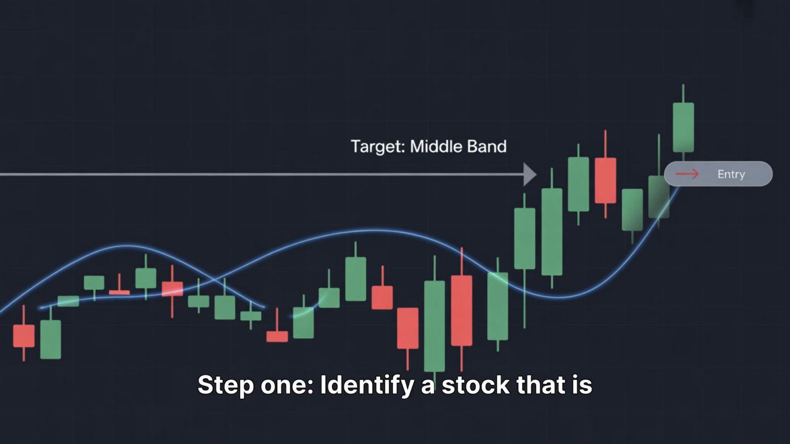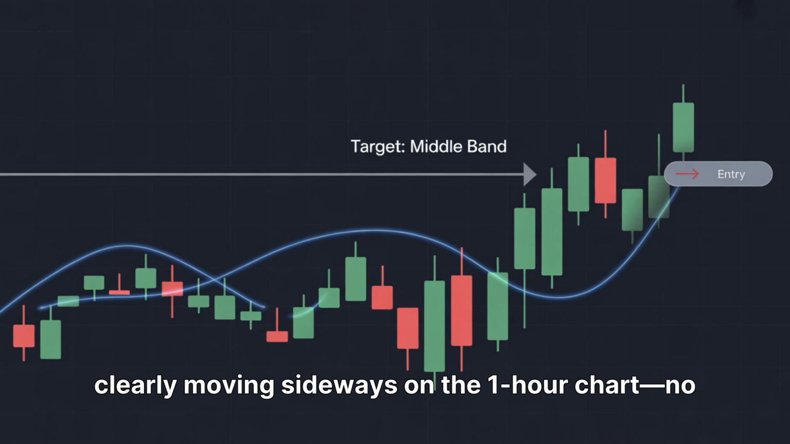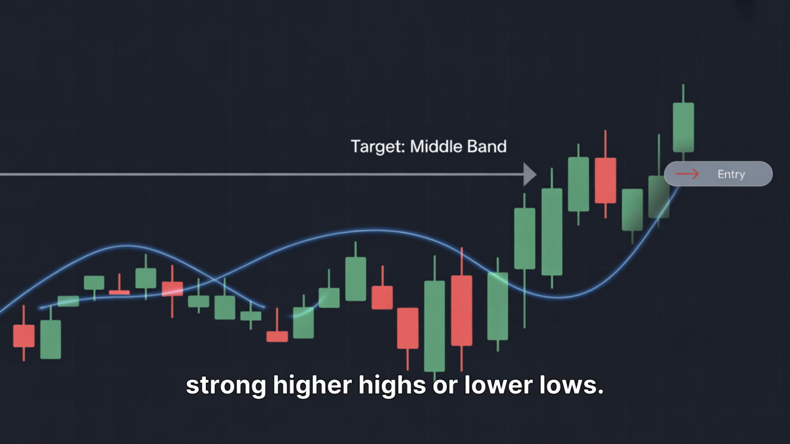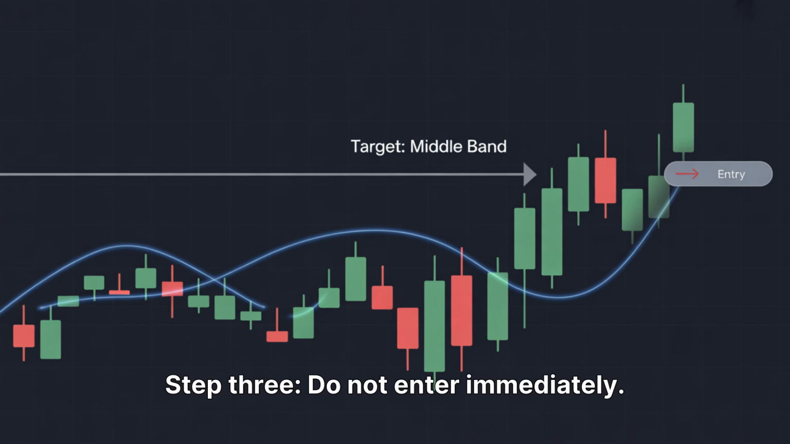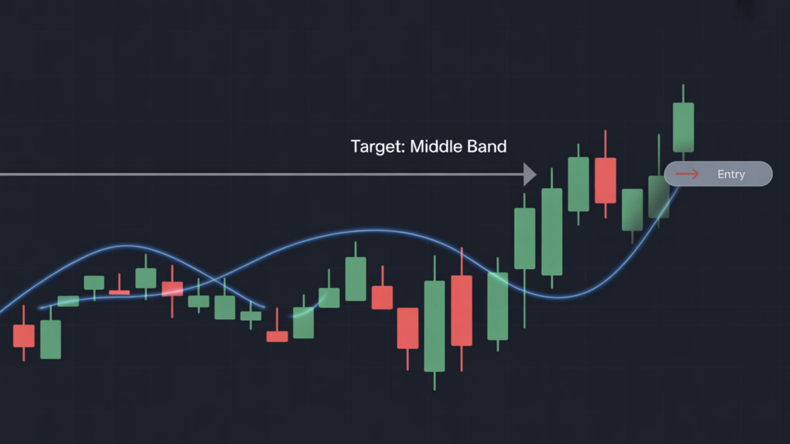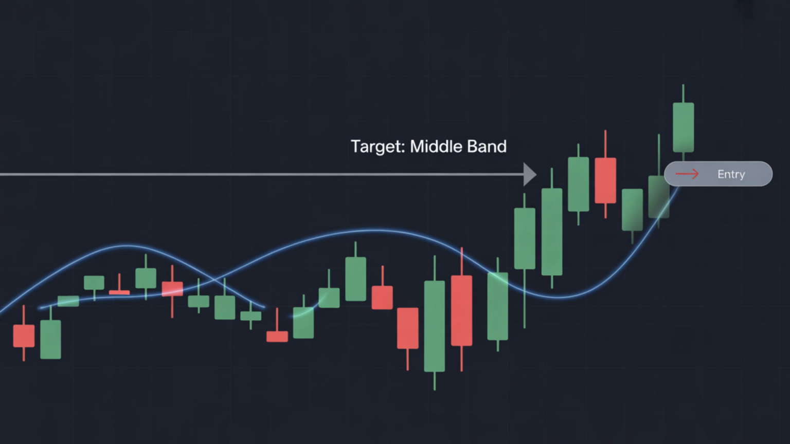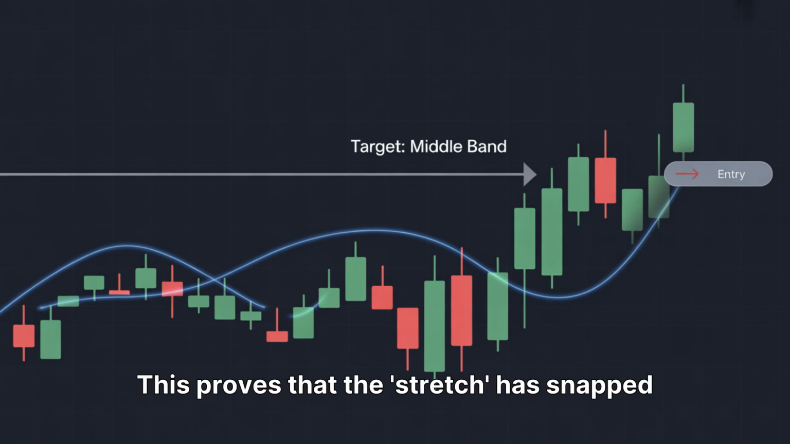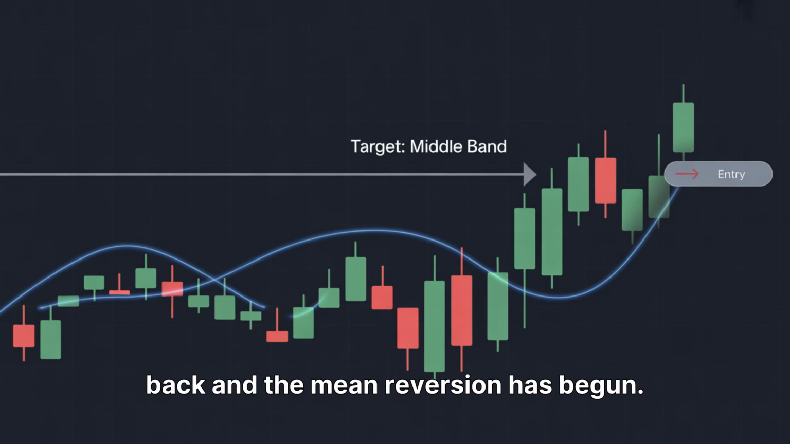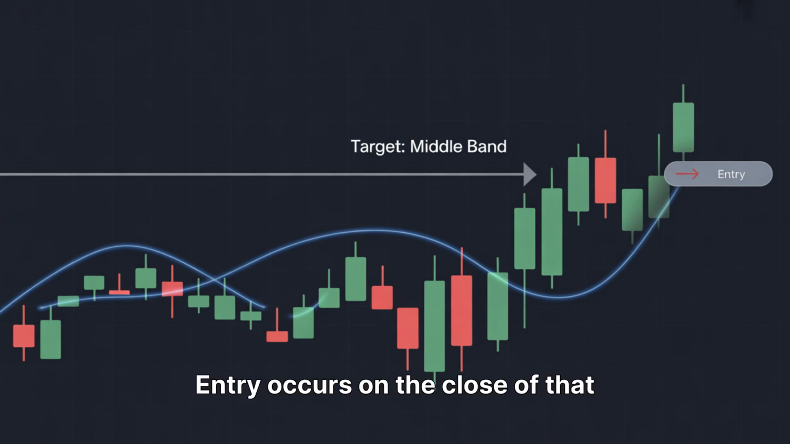Step 1. Identify a stock that is clearly moving sideways on the 1-hour chart. No strong higher highs or lower lows. Step 2. Wait for price to touch or slightly pierce the lower band. Step 3. Do not enter immediately. This is where beginners fail. Wait for a strong bullish candle to close back inside the bands. This proves that the stretch has snapped back and the mean reversion has begun. Entry occurs on the close of that confirmation candle.